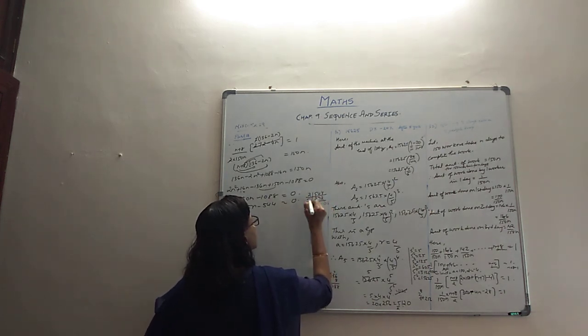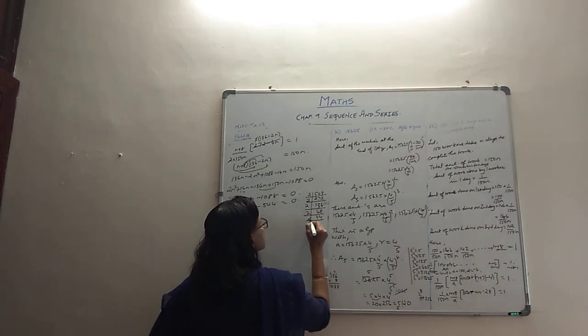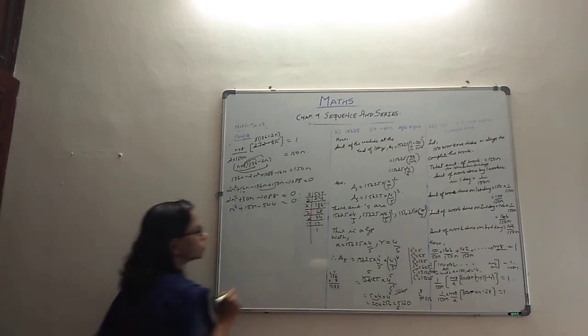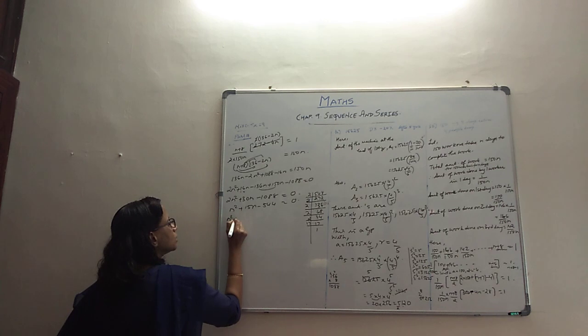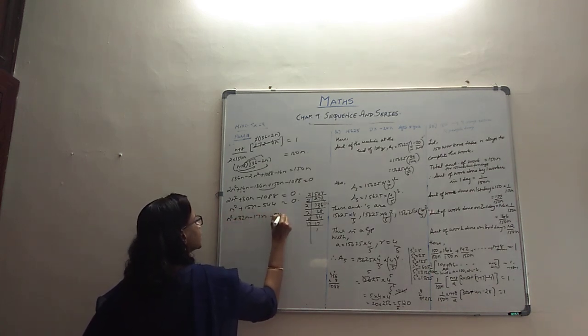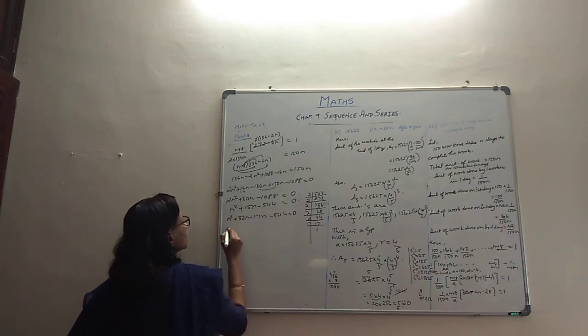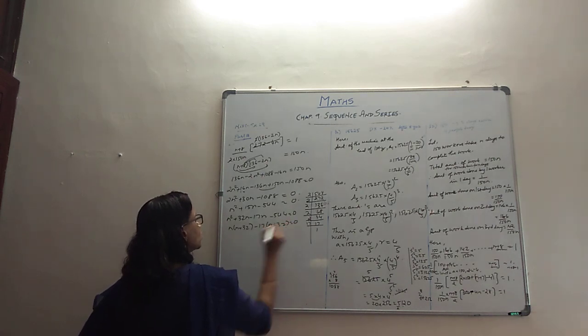544. 2 times 272, 136. We did it. 32 and 17. Readily we got it. n squared plus 32n minus 17n minus 544. Readily we get it. So n into n plus 32 minus 17 times n plus 32 equal to 0.